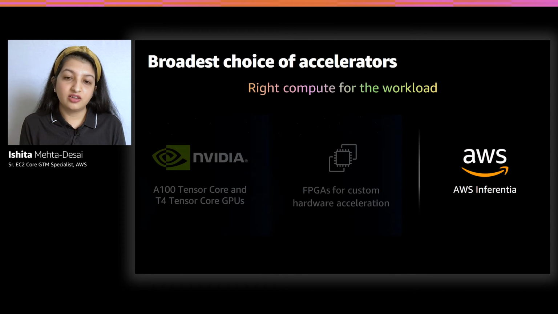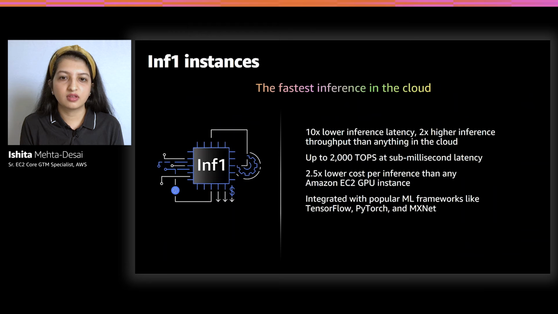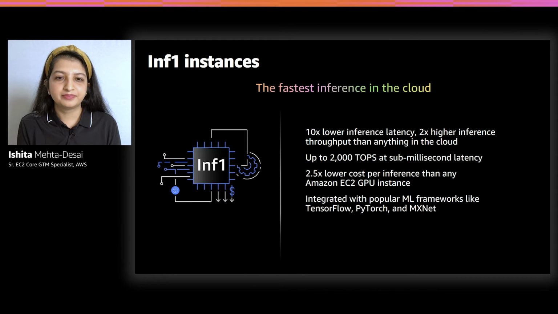Moving on, let's take a look at AWS Inferentia, which is a high-performance machine learning inference chip custom designed by AWS. So we've coupled the Inferentia chips with the latest custom second-generation Intel processor and with up to 100 Gbps of networking bandwidth to deliver high-throughput inference. This powerful configuration enables Inf1 instances to deliver up to 10x lower inference latency for real-time applications, 2x higher inference throughput, and up to 2000 tera operations per second, which allows you to run concurrent requests more quickly.